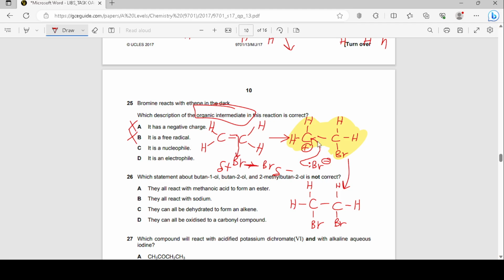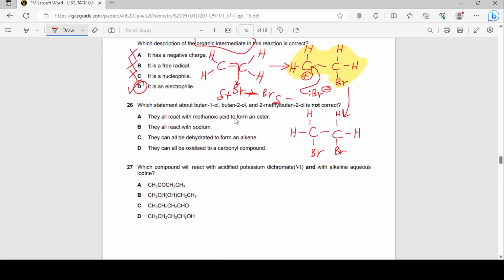Is it a nucleophile? No, it's not, because it has a positive charge, so it wants electrons. So it's not a nucleophile, it's an electrophile. It's an electron seeker. It wants a lone pair of electrons. So D would be the correct answer, because it does not have a negative charge, it's not a free radical, it's not a nucleophile, it is an electrophile. So yeah, D is the correct answer. It is in need of electrons.